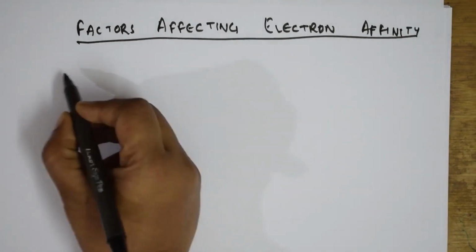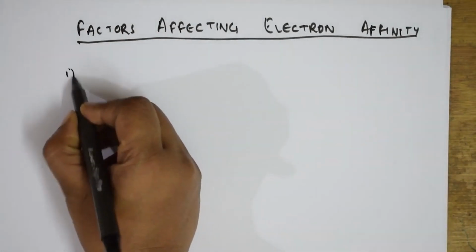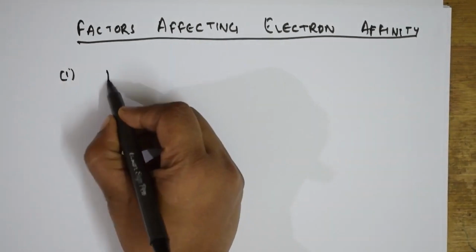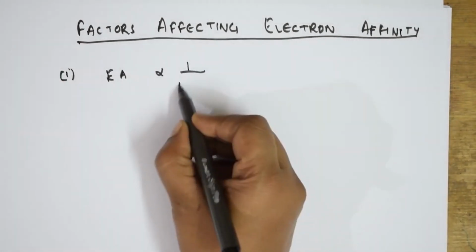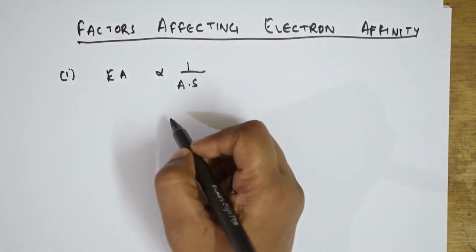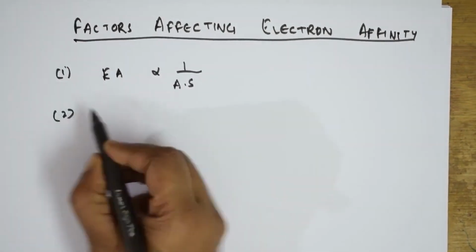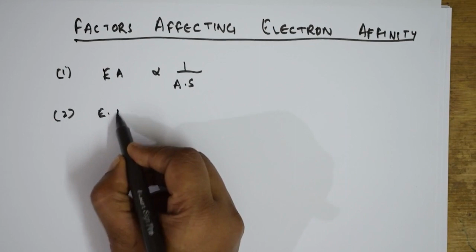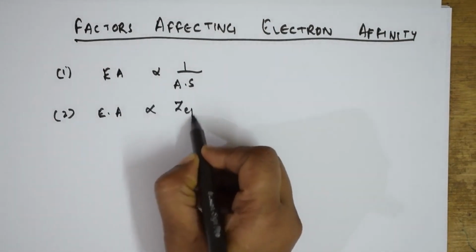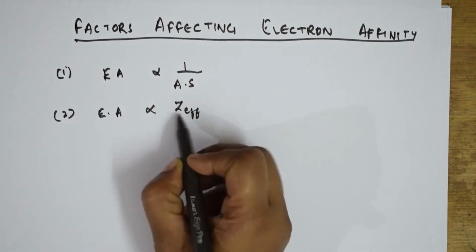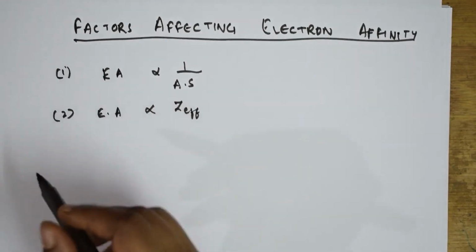Right. The first factor affecting electron affinity, just remember these tricks, very important: electron affinity is inversely related to atomic size. The next important factor, which I've already explained in the tricks of the inorganic series: electron affinity is directly proportional to Z effective, that is effective nuclear charge. If this is more, the value also will be more.